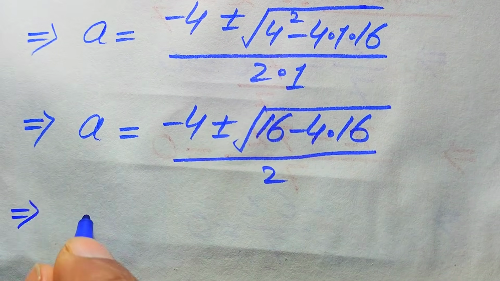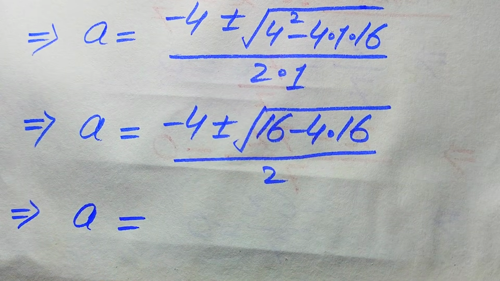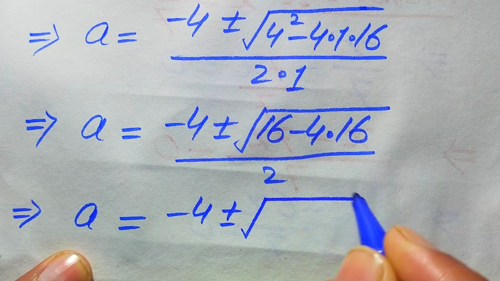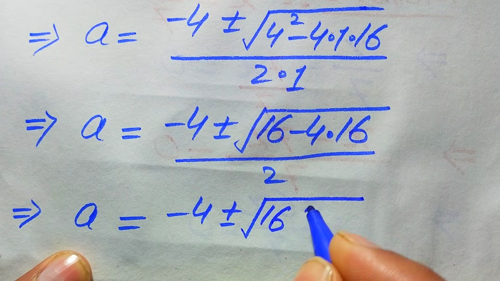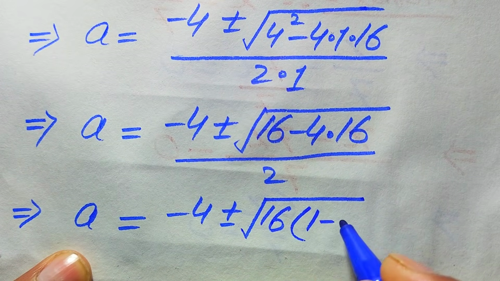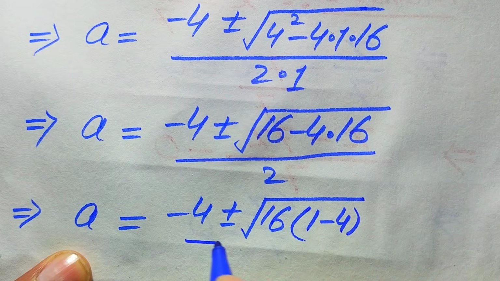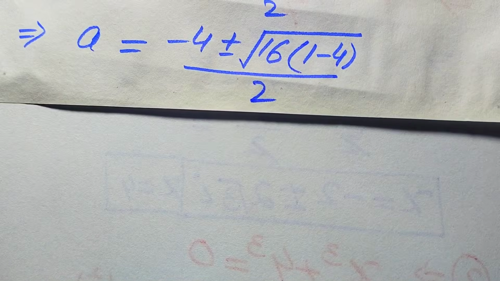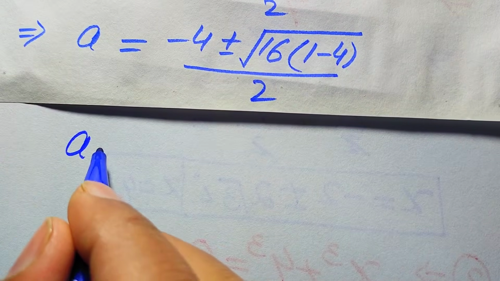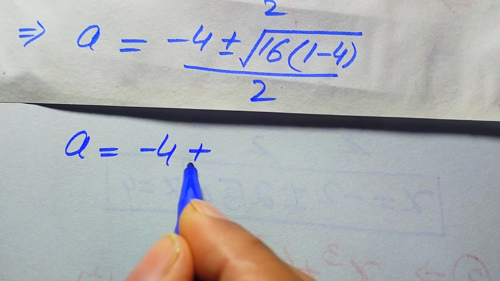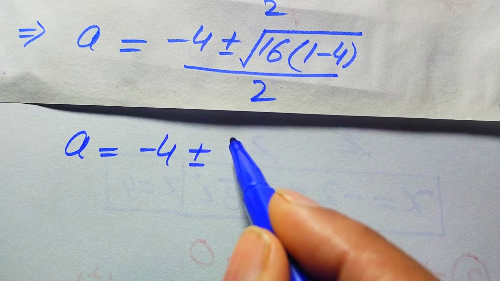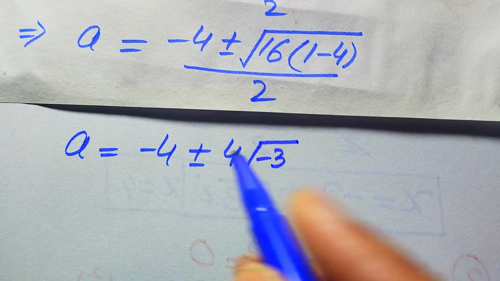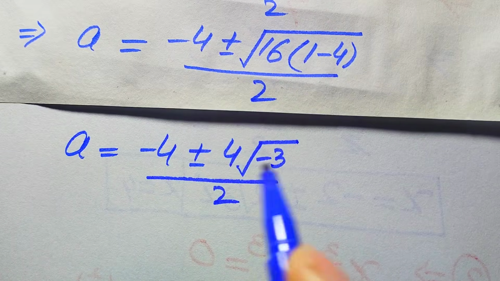And now in the next step we need more simplifications, and it will be written as a is equal to minus 4 plus minus square root, here you see that inside the square root sign we have 16 as a common term, and after taking 16 common we get the remaining values 1 minus 4, and it is divided by 2. And further in the next step we have a is equal to minus 4 plus minus, here you see that the square root of 16 becomes 4, times the square root of 1 minus 4, which becomes minus 3, and it is divided by 2.